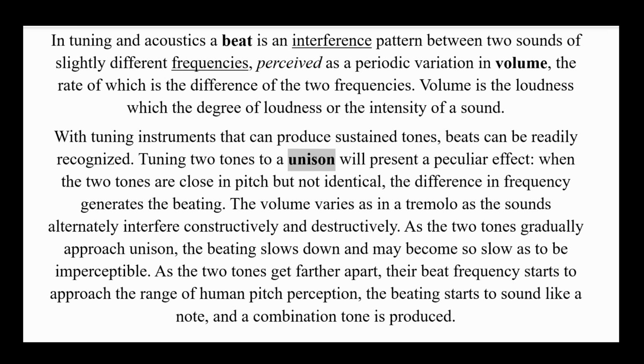Tuning two tones to a unison will present a peculiar effect. When the two tones are close in pitch but not identical, the difference in frequency generates the beating. The volume varies as in a tremolo as the sounds alternately interfere constructively and destructively. As the two tones gradually approach unison, the beating slows down and may become so slow as to be imperceptible. As the two tones get farther apart, their beat frequency starts to approach the range of human pitch perception, the beating starts to sound like a note, and a combination tone is produced.